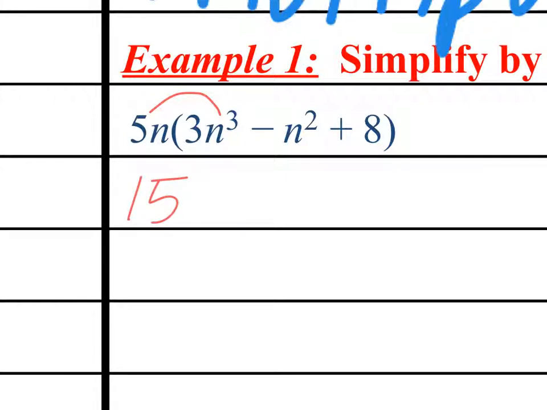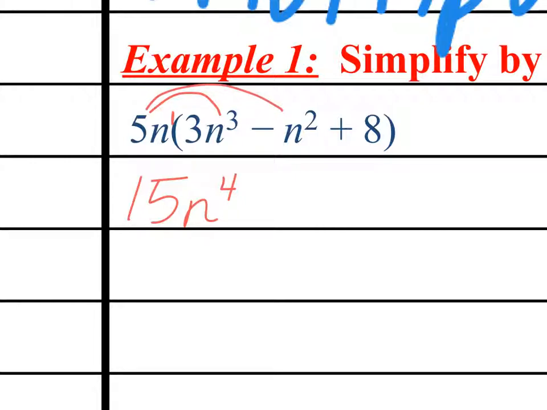And then the variables are the same, n and n. So add your exponents. This n has a 1. So yes, add your exponents, you get n to the 4th, since we're multiplying and have the same base.